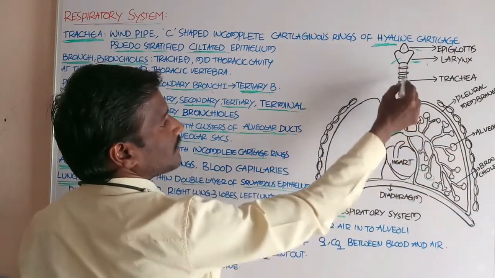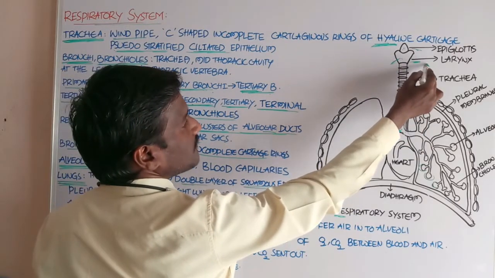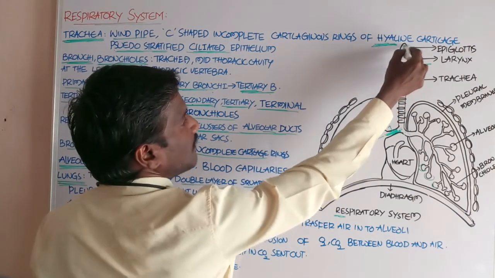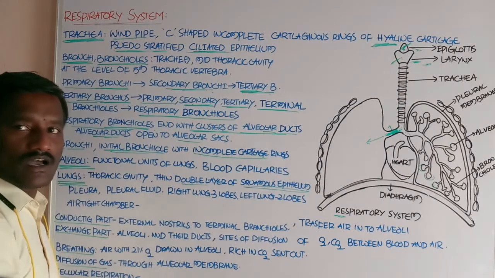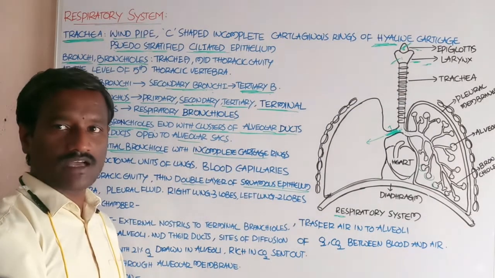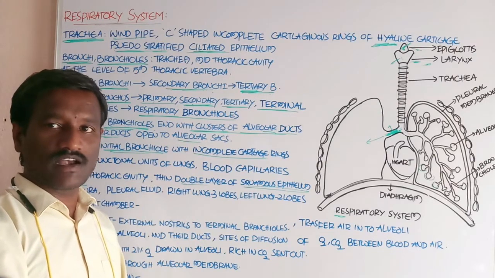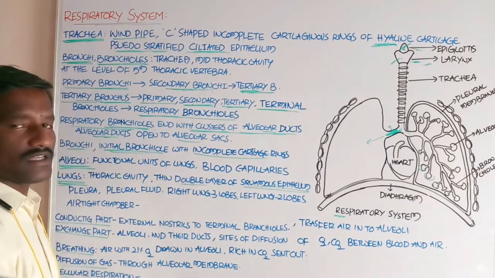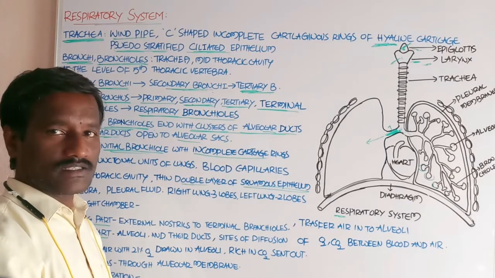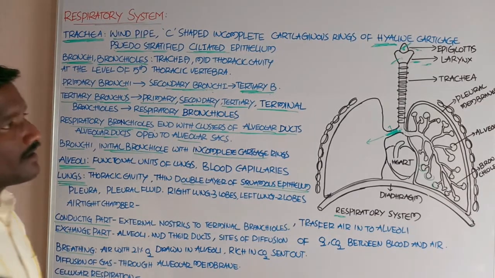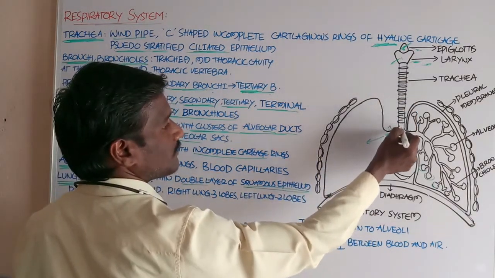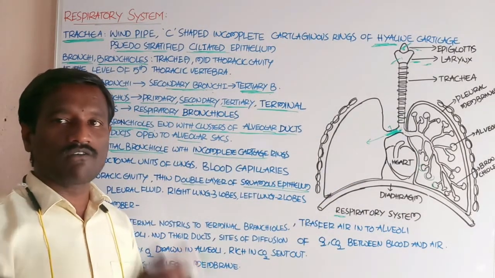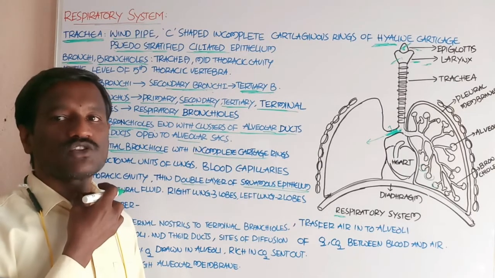This is the trachea. The upper part of the trachea is with the larynx, and the upper portion of the larynx is covered with the epiglottis. The epiglottis is a flap-like elastic cartilage structure which prevents the entry of food into the trachea. It is a cartilage of the larynx. The trachea travels through the neck and extends up to the mid-thoracic cavity.